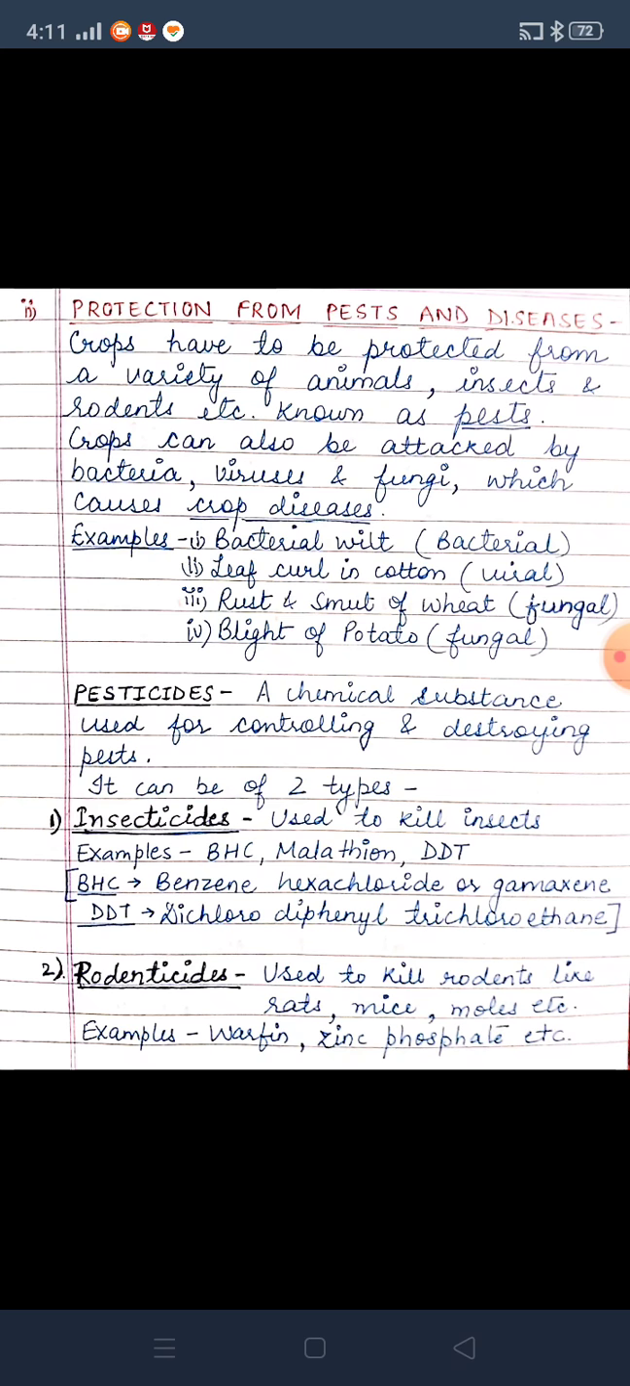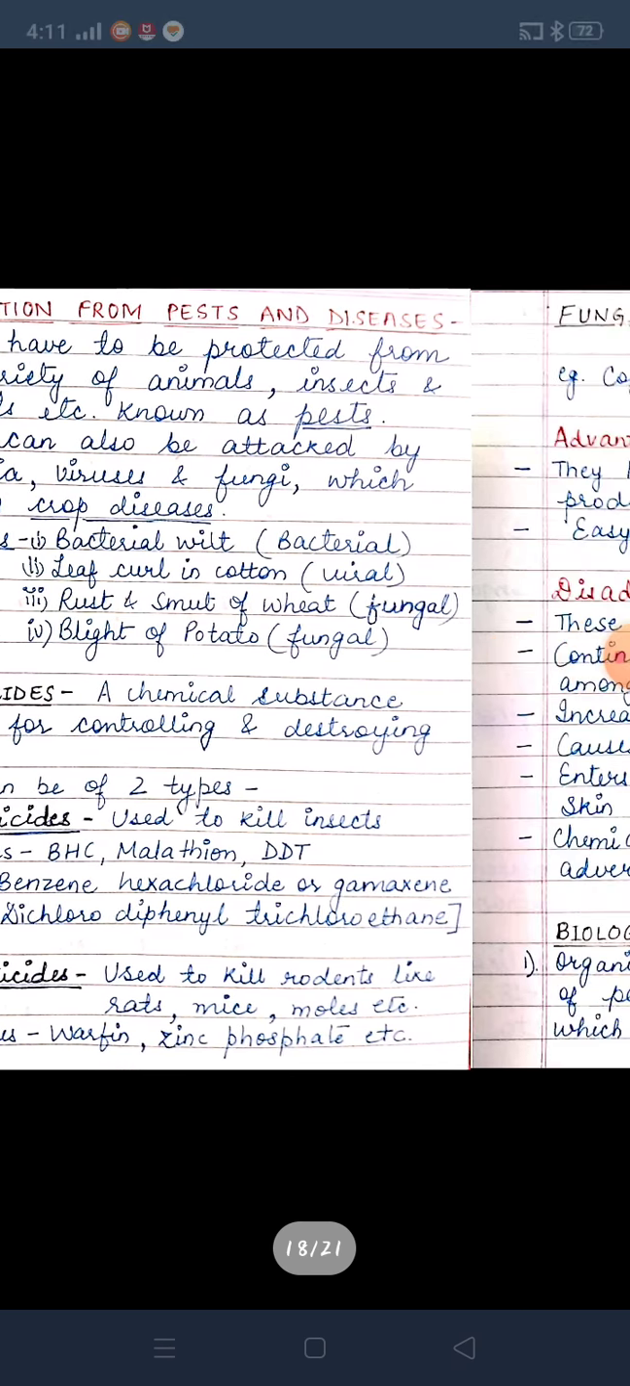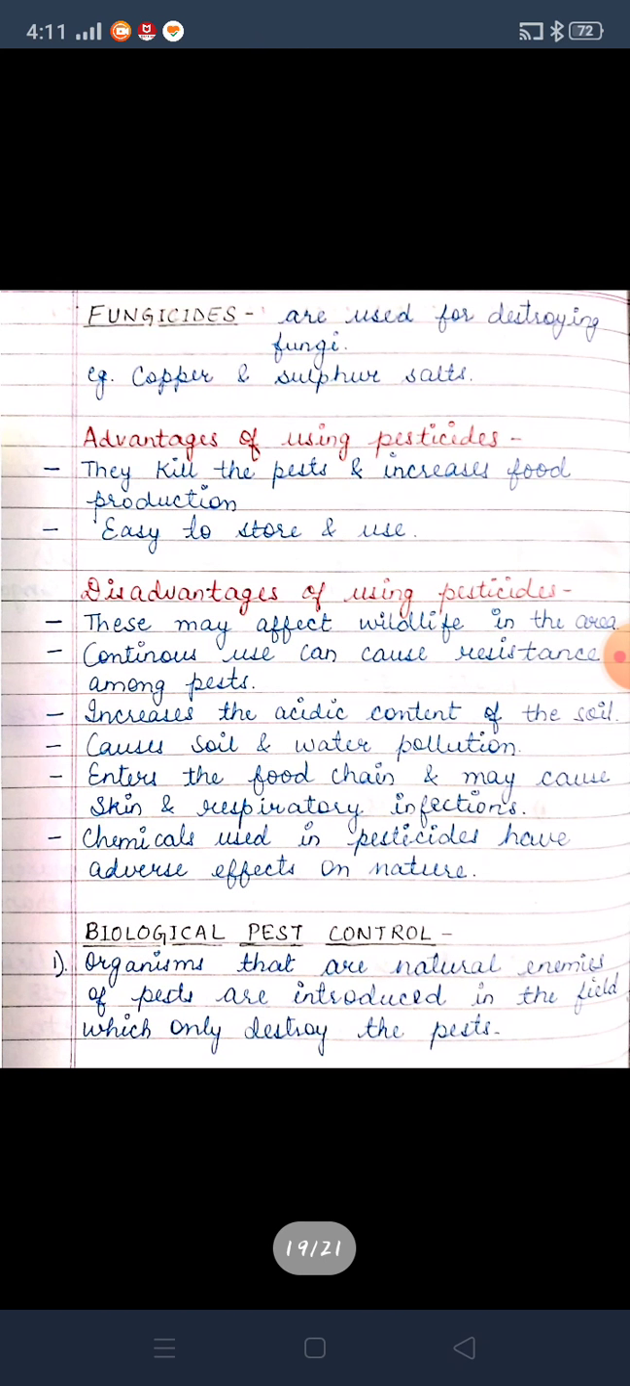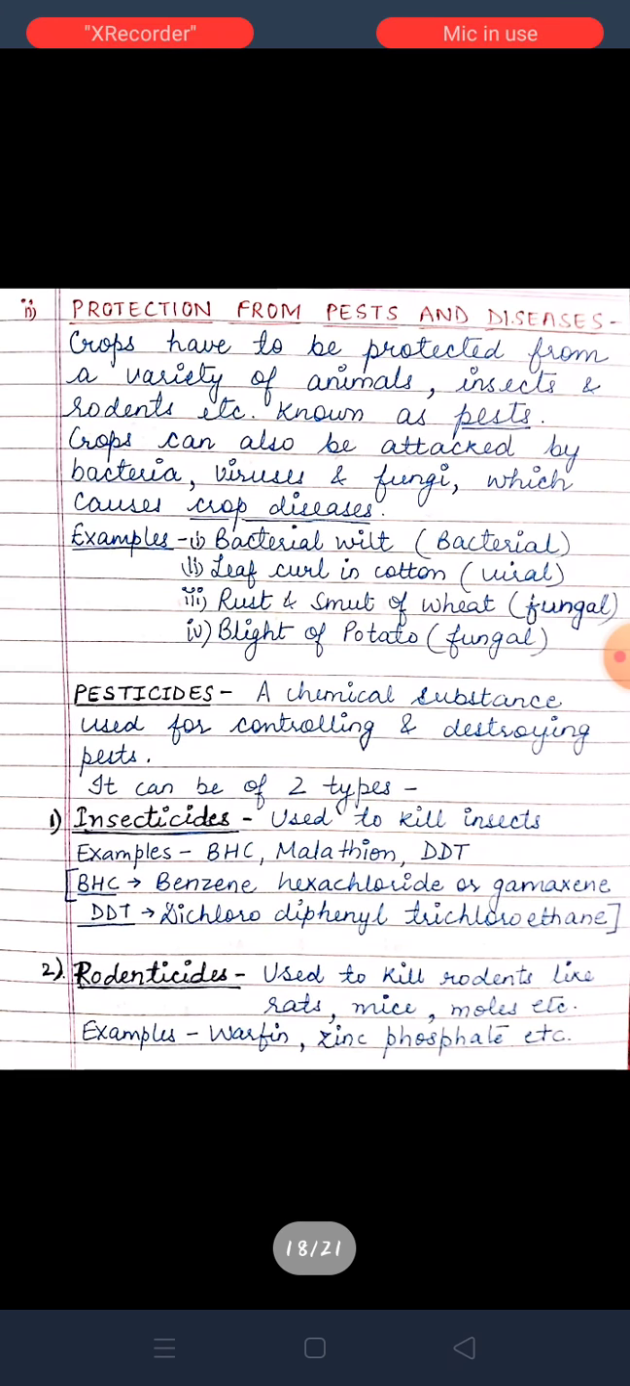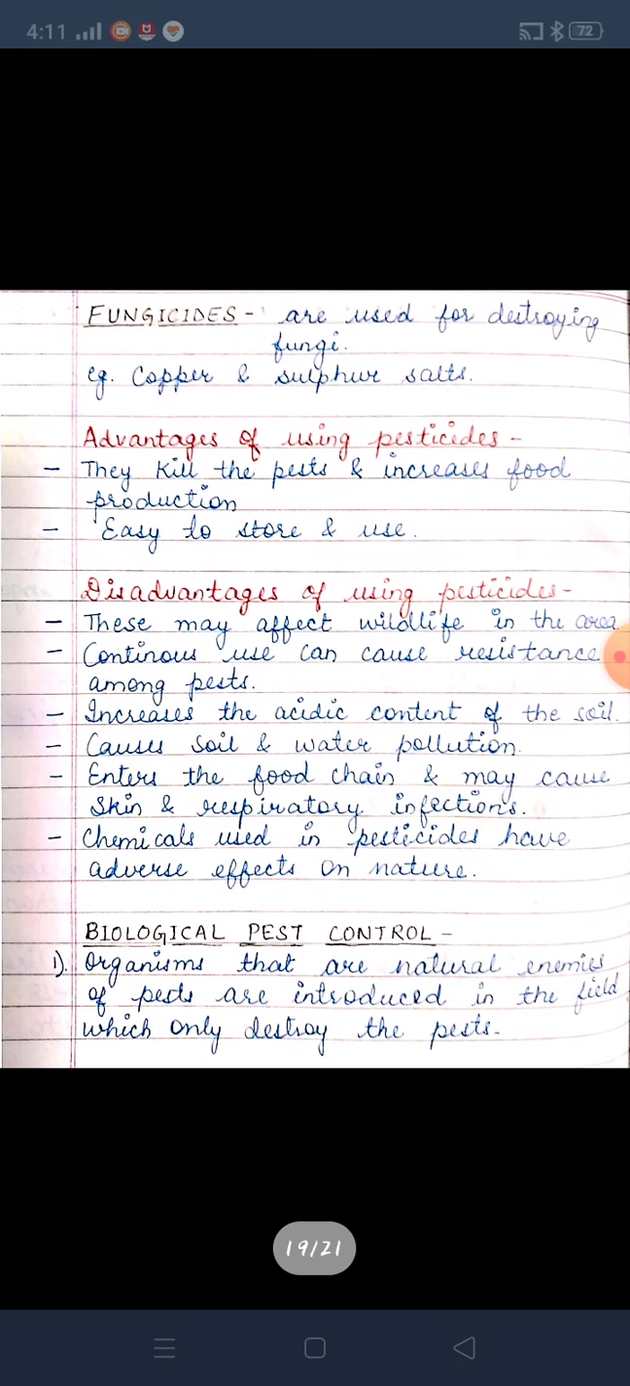So now coming to the next topic, that is fungicides. Fungicides are used for destroying fungus mainly. So they are not included in pesticides. It is a different category, fungicides. They are helpful in protecting the crop from fungal diseases. An example is copper and sulfur salts.